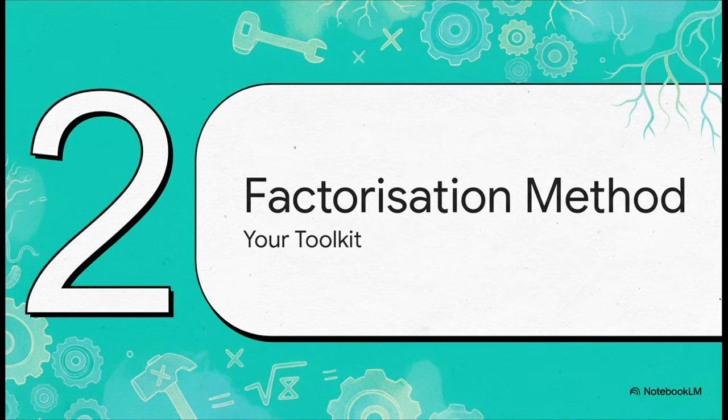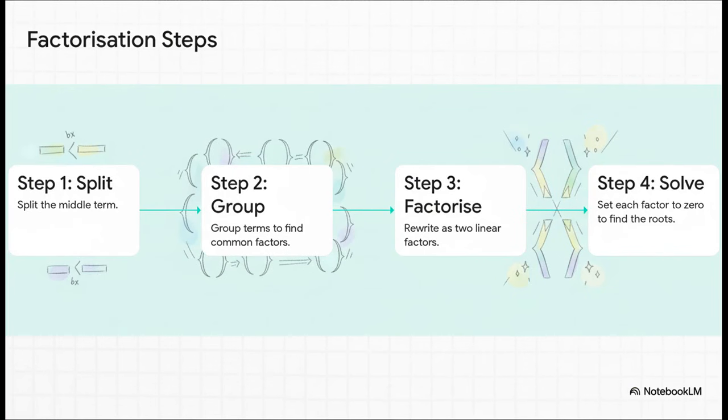All right, now for the fun part. Let's talk about the main technique we'll be using today, the factorization method. Think of this as your special toolkit for breaking down these equations and finding the roots hidden inside. It's really just a 4-step recipe. The absolute key, the most important part, is that first step, splitting the middle term. Once you nail that, the rest is pretty straightforward. You just group the terms, pull out what they have in common, and rewrite the whole thing as 2 simpler pieces being multiplied. And that last step makes solving it a piece of cake.